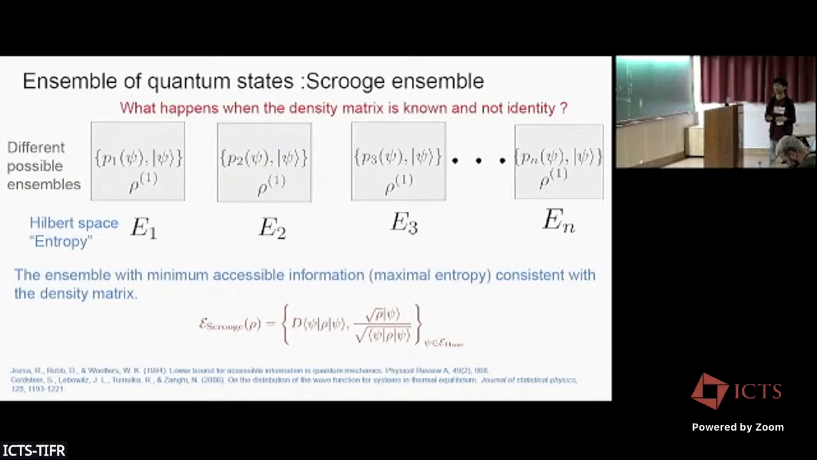So you take your reduced density matrix, construct all possible unravelings of it, all possible ensembles out of the reduced density matrix, and then ask which one has minimum accessible information, which is equivalent to asking which one has maximum entropy. That turns out to be the Scrooge ensemble, and it is constructed as follows. It is given here. So you just sample states from the Haar ensemble, distort them with your reduced density matrix, and collect them with the probability given by this.